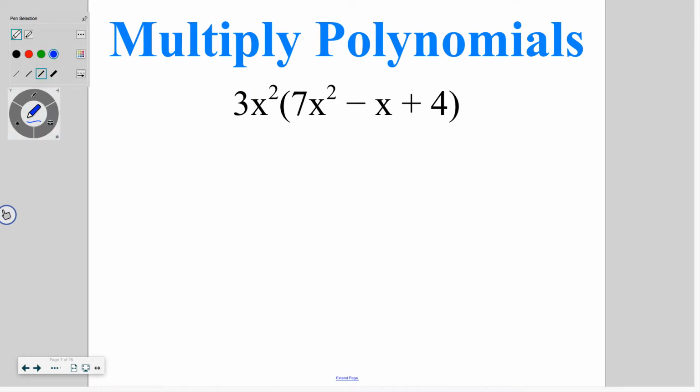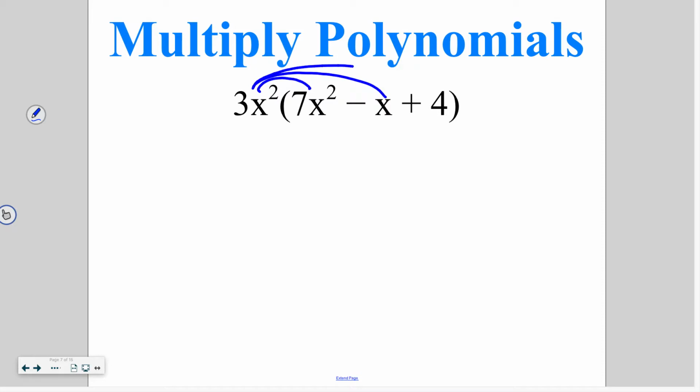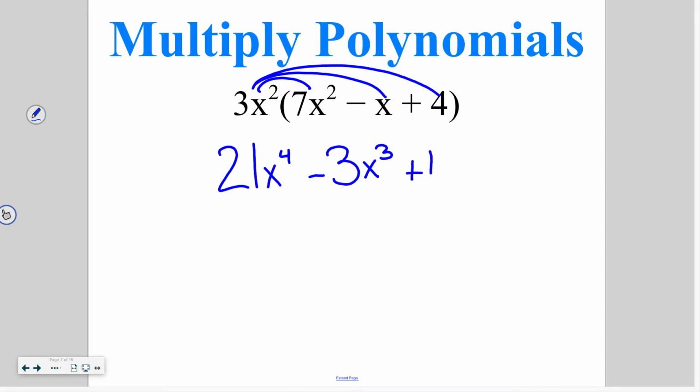Very similar type of thing here. We've now got a number and a variable with an exponent. We're still following the same rules of distributive property. So I've got 3 times 7, which is 21. X squared times x squared is going to give me x to the fourth, adding up those exponents. Now I've got 3 times negative x, which is going to give me negative 3. And then I've got x squared times x, which is going to give me x cubed. And then I've got 3 times 4, which is going to give me plus 12, and then just x squared.